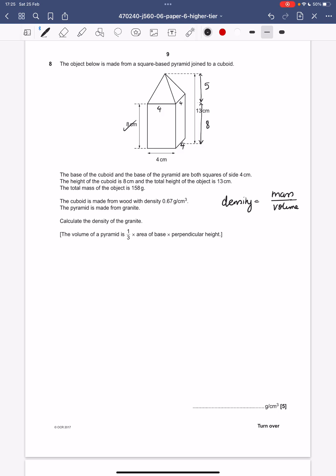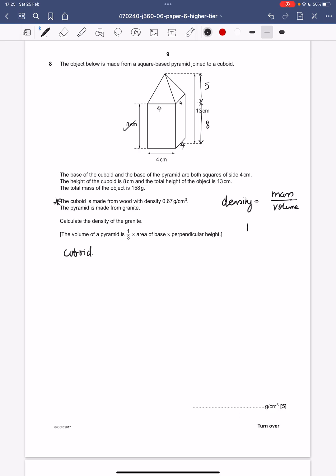Right, so we've been told about the cuboid. We know all about the cuboid because we've got the density and we've got the volume. We'll be able to work out the volume because we've got all the measurements. So we can work out the mass. So then we can work out the mass of the cuboid. Because we need to work out the granite, which is the pyramid. Right, so let's start with the cuboid.